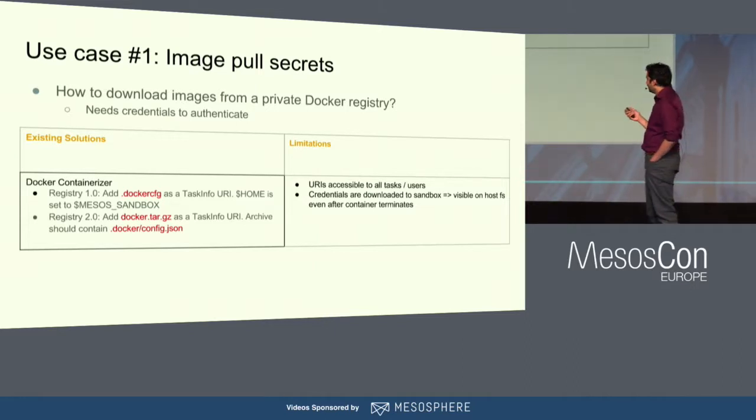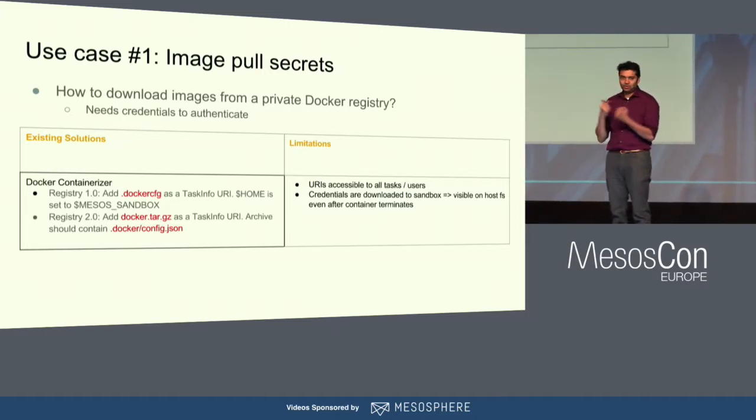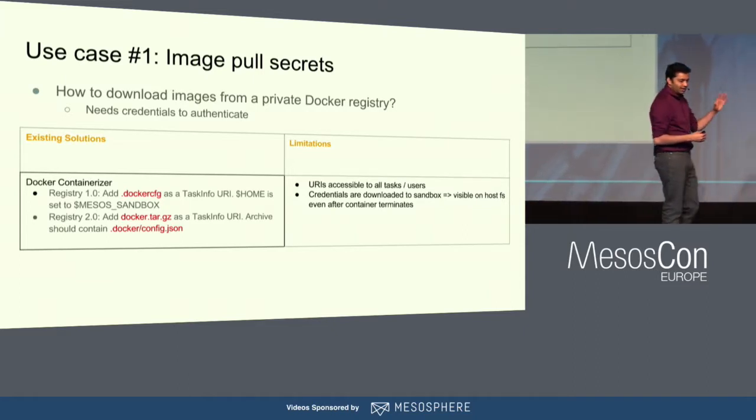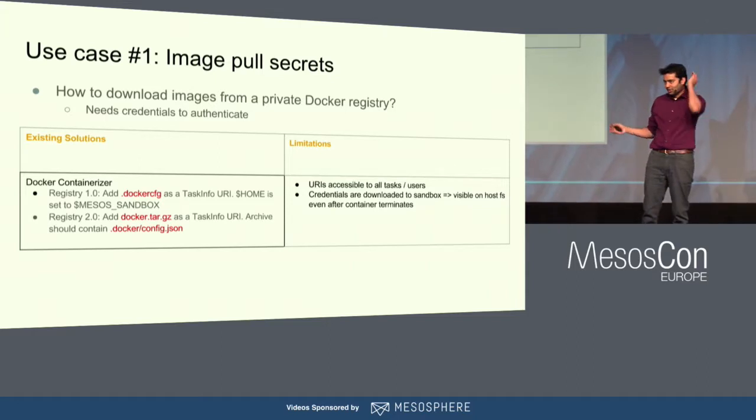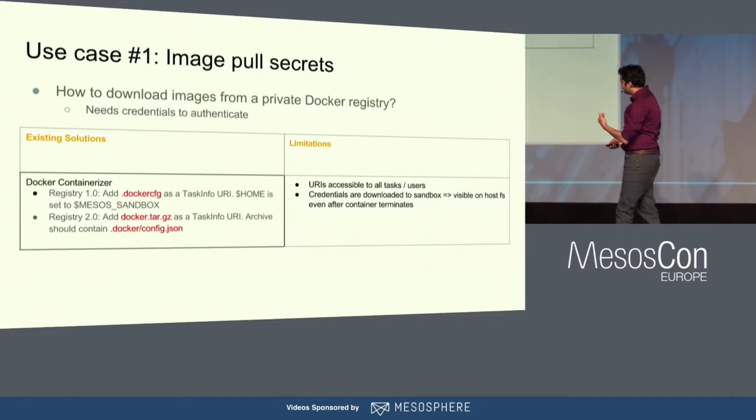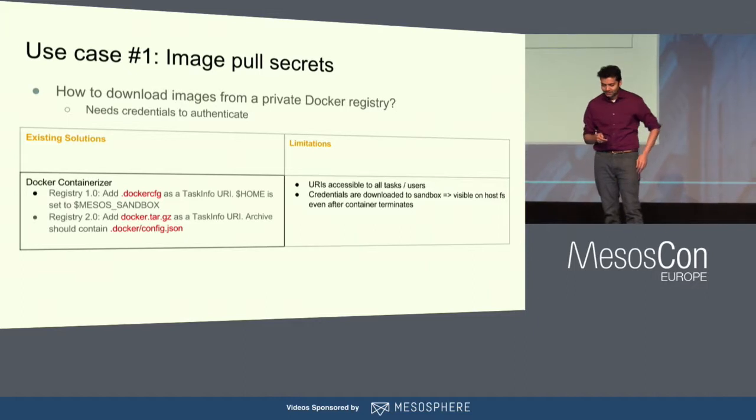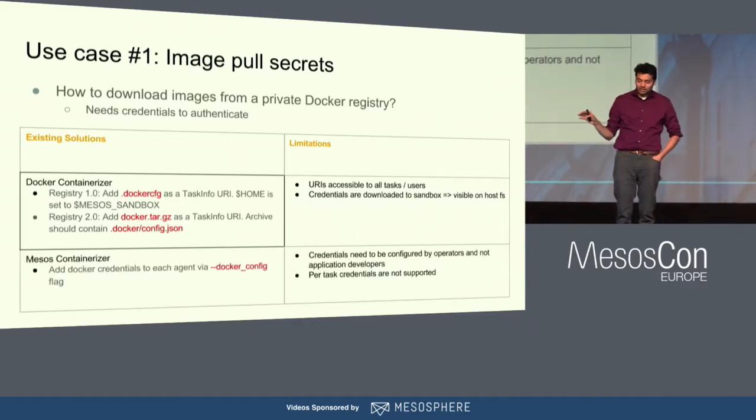It's not very secure. And the credentials are, as we showed, downloaded to the sandbox, which means they're available on the file system even after the container terminates. The sandbox's lifecycle is not tied to the container's lifecycle because we want people to be able to debug. So when something goes wrong, we usually keep the sandboxes around until we actually need to garbage collect them, which means even if the container terminates and it's done its job with the secret, those credentials are still available here in the sandbox. This is not great. And this is with the Docker containerizer.